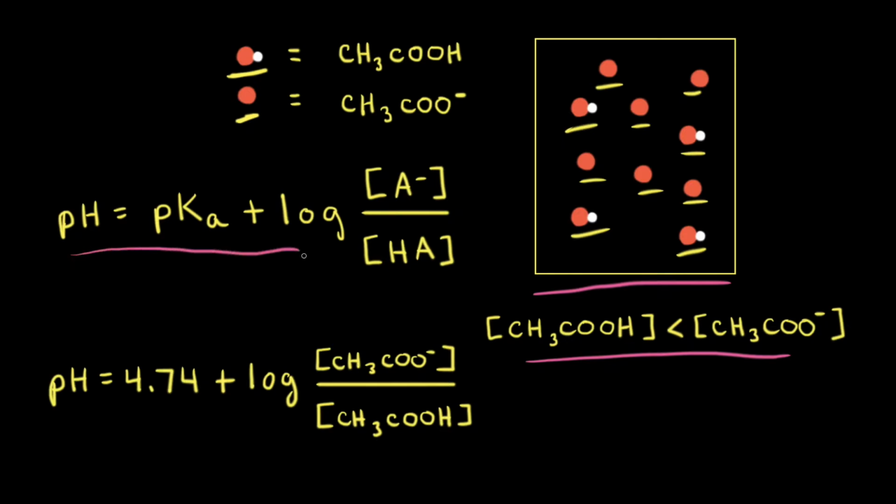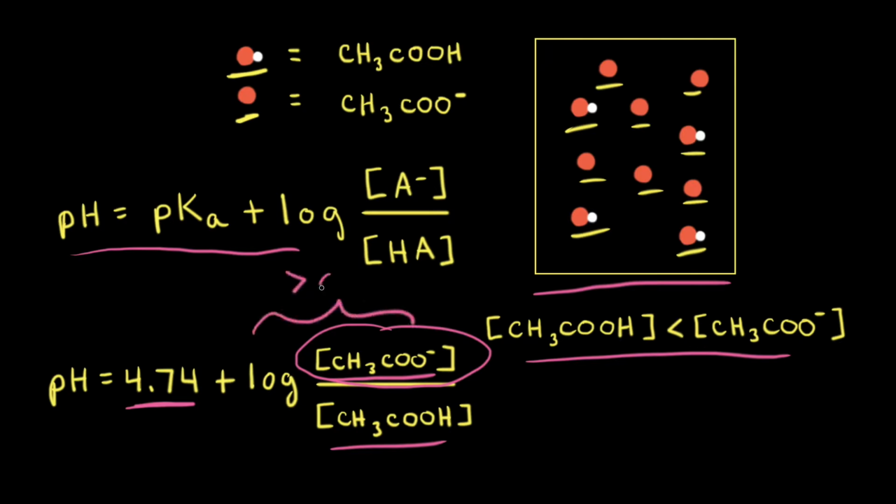Thinking about the Henderson-Hasselbalch equation, once again the pKa is equal to 4.74. And we need to think about the ratio of the concentration of the acetate anion to the concentration of acetic acid. For this example, the concentration of the acetate anion is greater than the concentration of acetic acid. Therefore, the ratio would be greater than 1. And the log of a number greater than 1 is positive, or greater than 0. Therefore, we would be adding a number to 4.74. So for this buffer solution, the pH would be greater than 4.74.